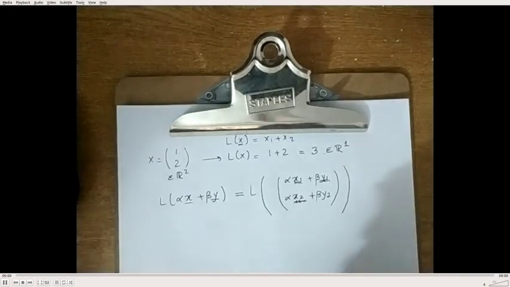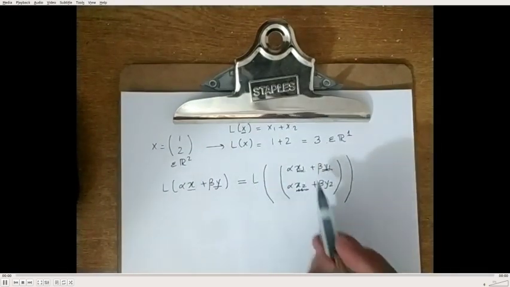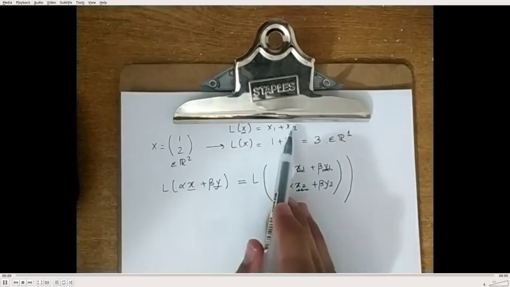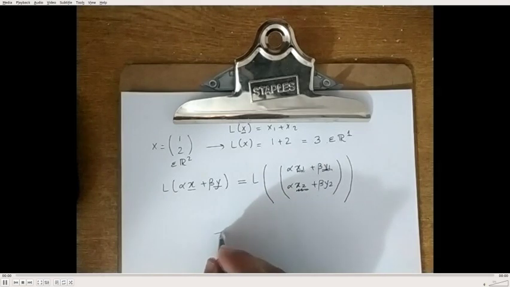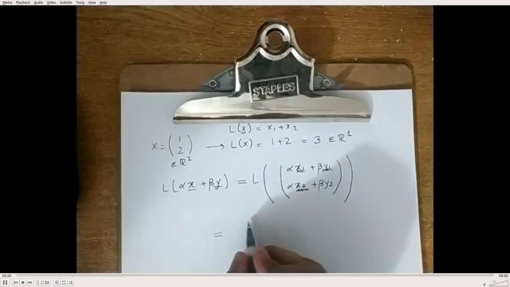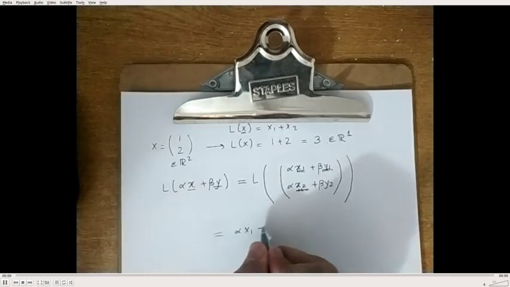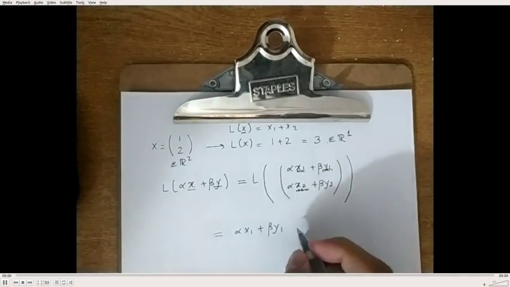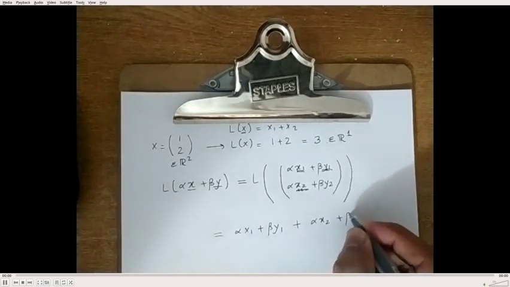And now, what will L do? L will just add these two components together because that's the transformation that we have. Take the first component, add it to the second component. So we took a linear combination and now we're applying the linear transformation on it. So alpha x1 plus beta y1, and add this to alpha x2 plus beta y2.